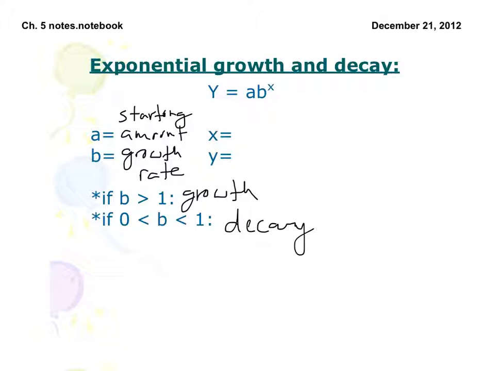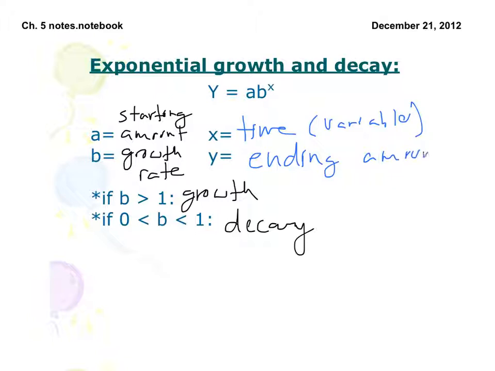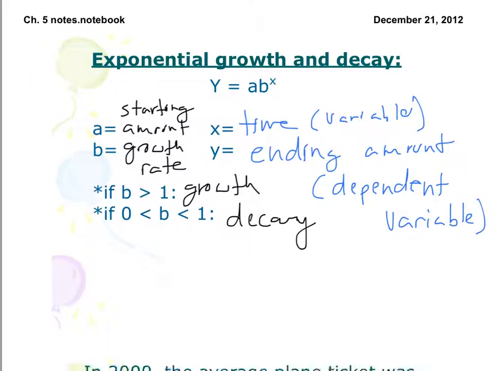x usually represents time. It's important to note here that that's a variable, and we treat it as such. We can put different values in there. y is your ending amount. It's also a variable, but this is the dependent variable. That value for y depends on what value was chosen for x.